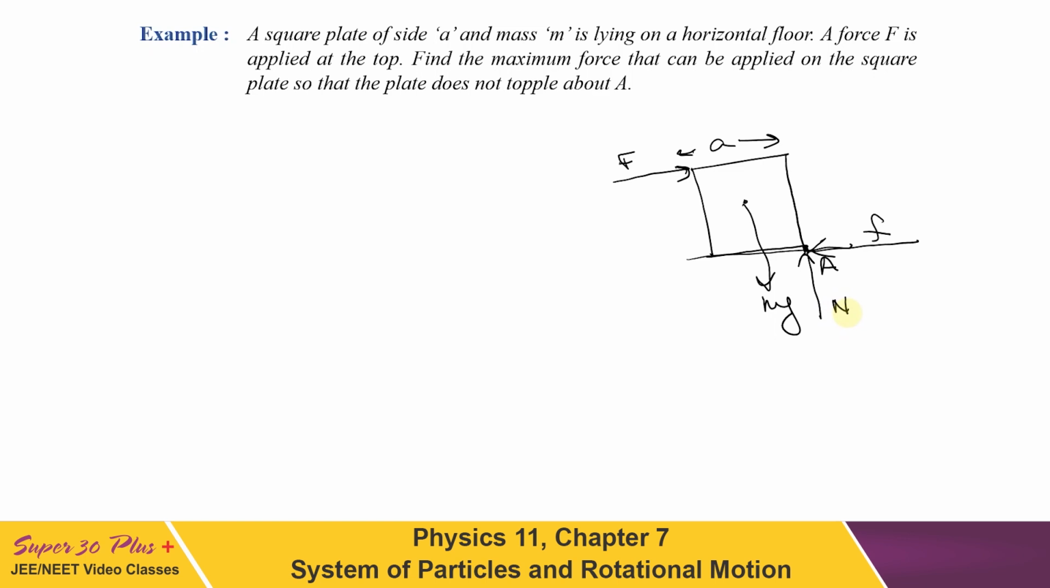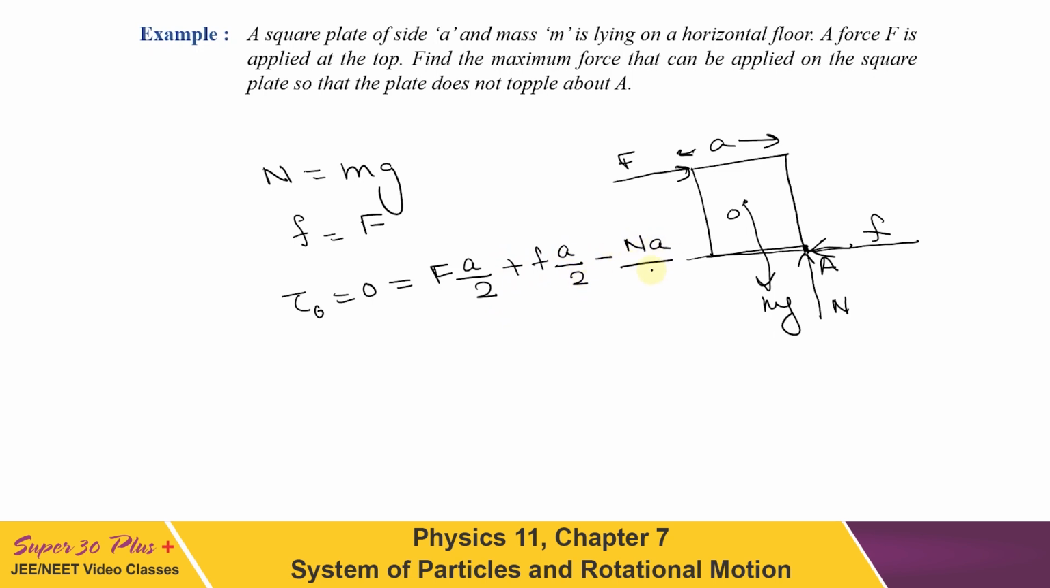Now if it is in equilibrium, then we have to write N equal to mg and friction equal to F. But for rotational equilibrium, we can write torque about any point, but let us consider about O. Then torque about O, if we write it to be 0, should be equal to F A by 2 plus F A by 2 minus N A by 2.